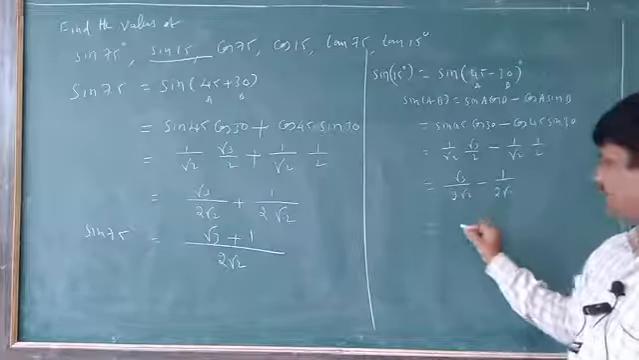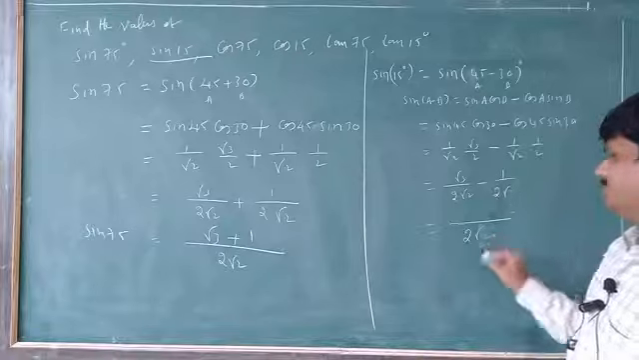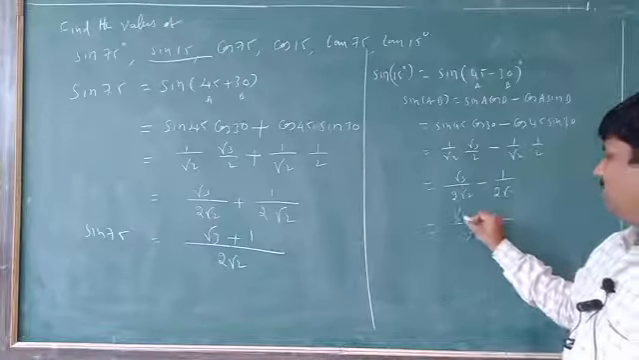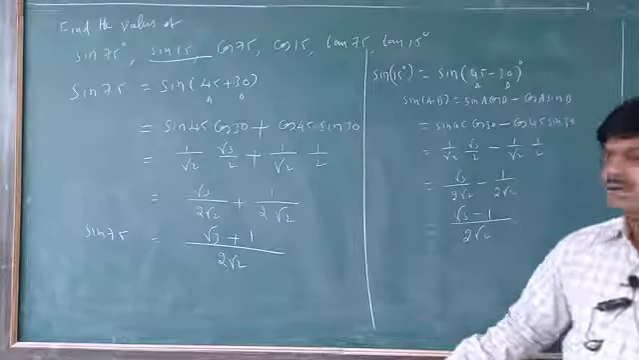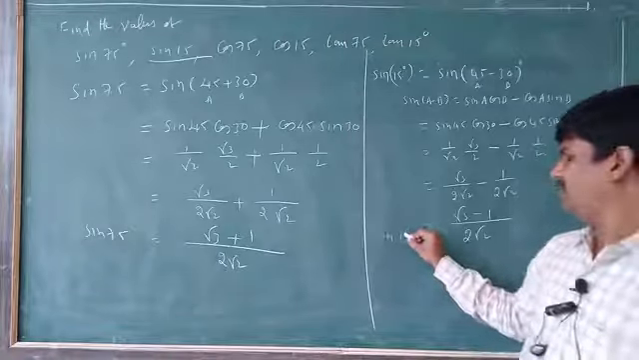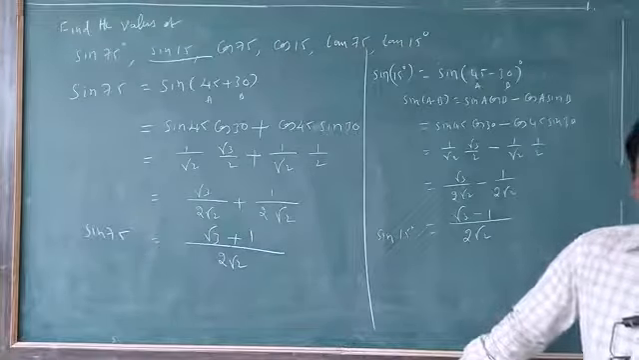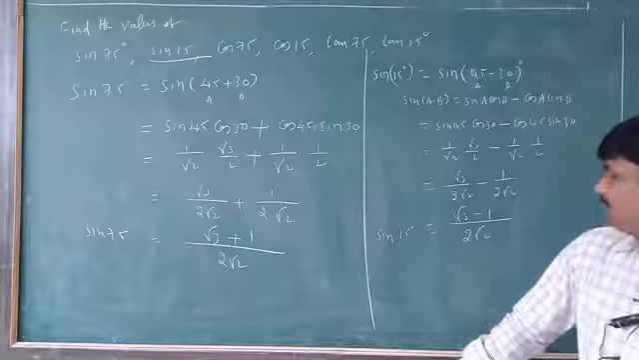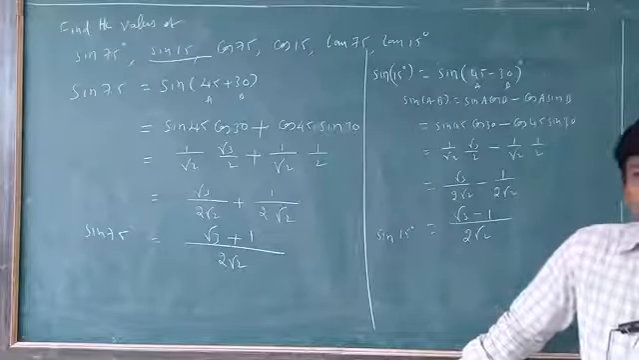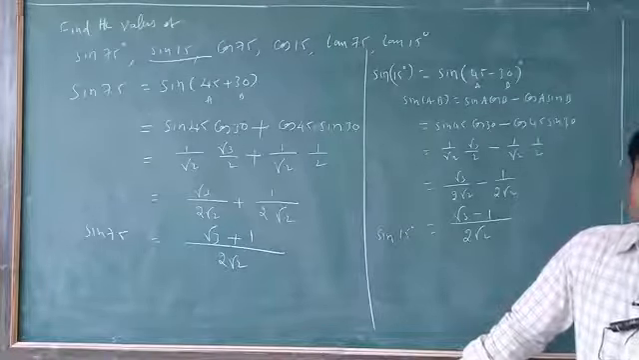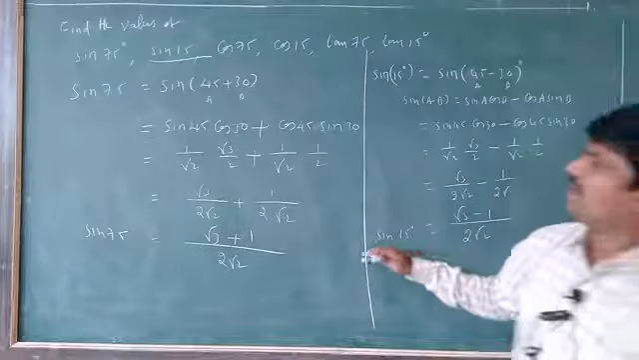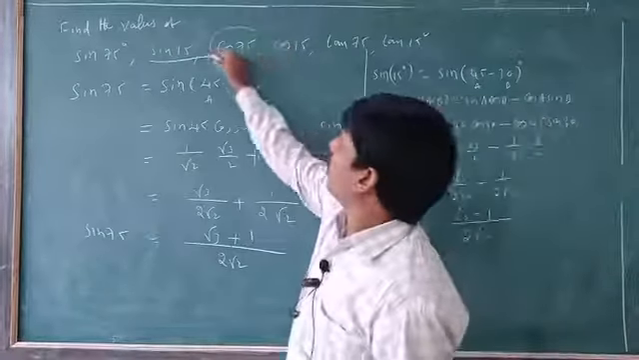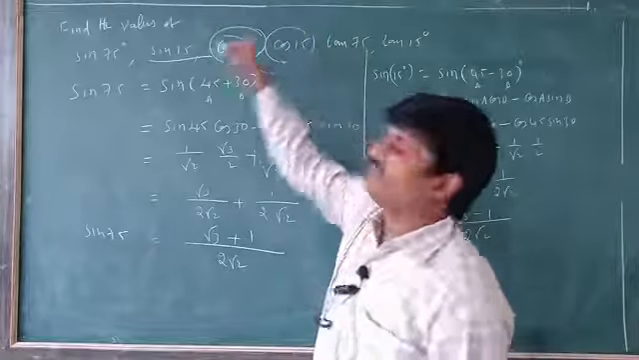Now take LCM here. 2 root 2 is LCM. Then what will it be? Root 3 minus 1. Here what is the value? Sin 15 degrees is equal to root 3 minus 1 by 2 root 2. Understand? In the same manner, you have to solve cos 75 and cos 15 also.